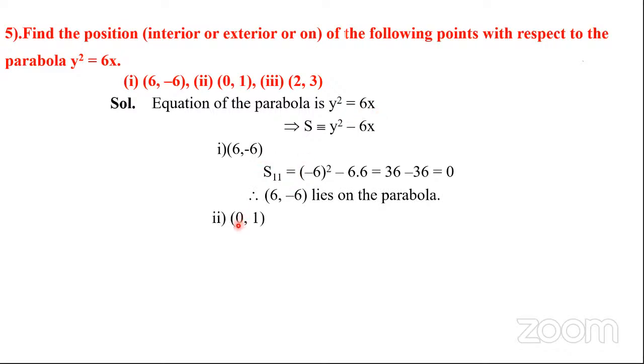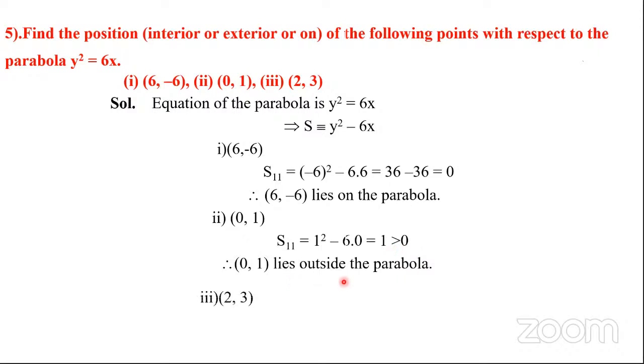Now, let us take the point (0, 1) and calculate S11, children. S11 for the given parabola is y² − 6x. y is 1, so 1² − 6 into 0. So it is 1. S11 is 1, which is greater than 0. Therefore, the point (0, 1) lies outside the given parabola y² = 6x. When S11 is greater than 0, the point lies outside the parabola.